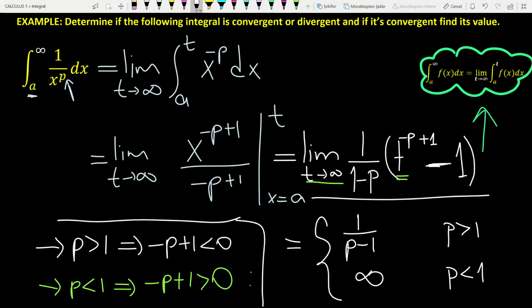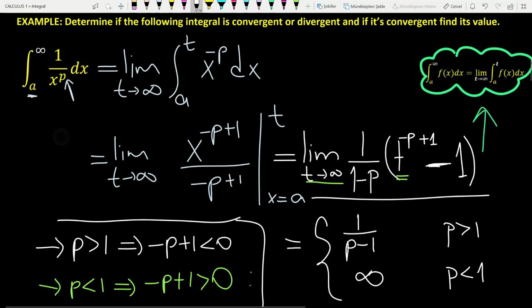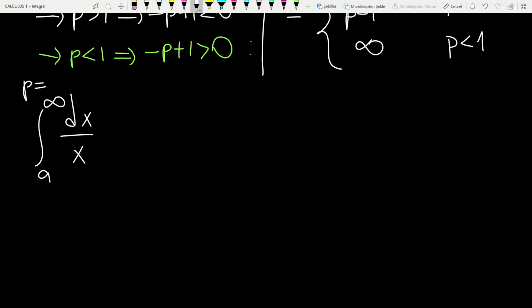What about the case p equals 1? Let's also look at this case. If p is 1, you can easily change the question here. So the new question becomes the integral from a to infinity dx over x. This is the case p equals 1.